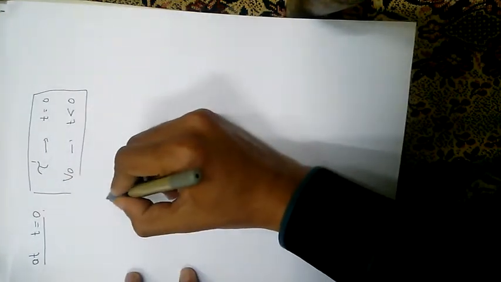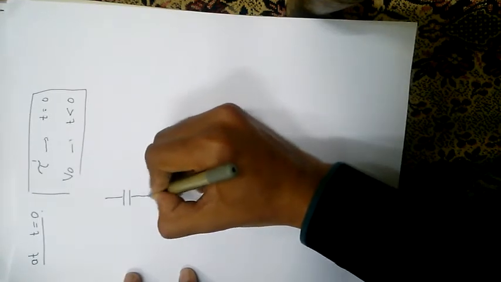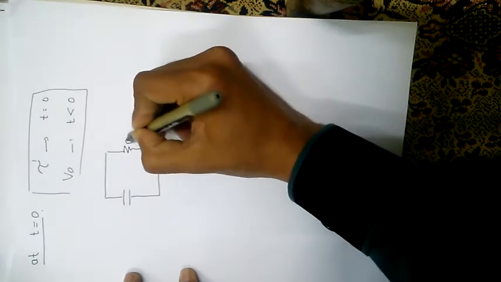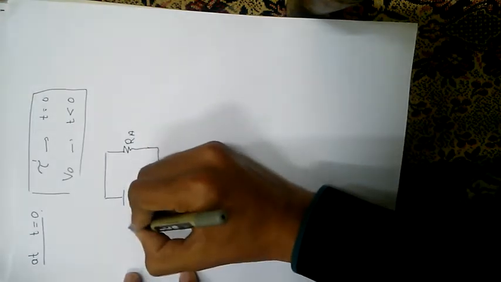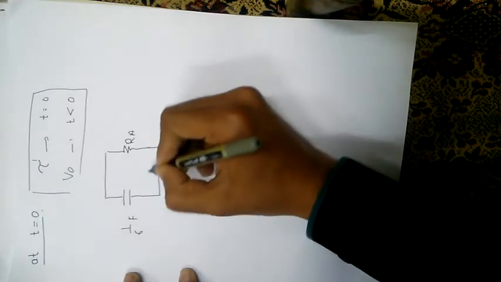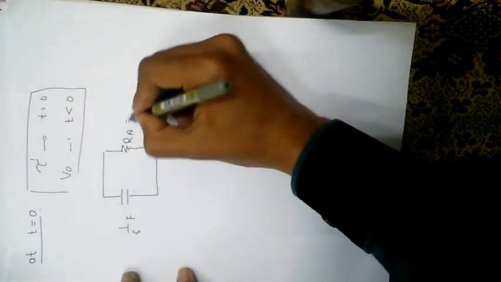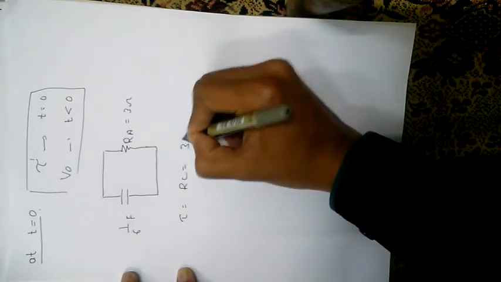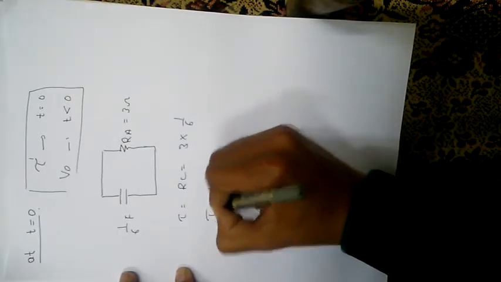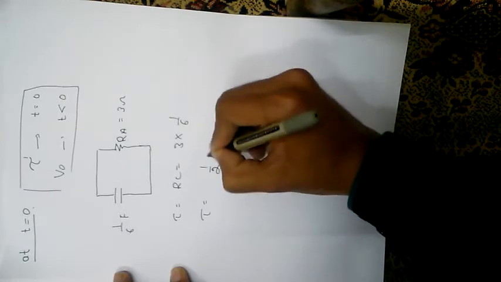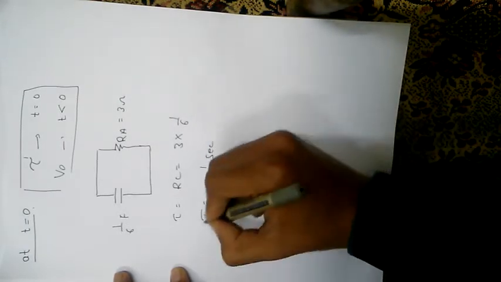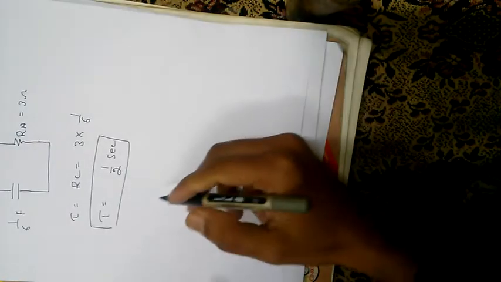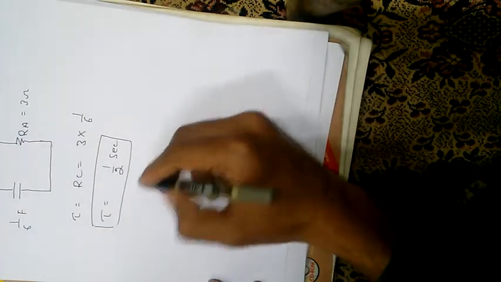So now we have the final circuit which excludes the battery. This is RA and this is the 1 by 6 farad capacitor. So we can easily find the time constant. Tau is equal to RC, 3 into 1 by 6, so tau is equal to 1 by 2 second. So now we have found the time constant, that is equal to 1 by 2 seconds.